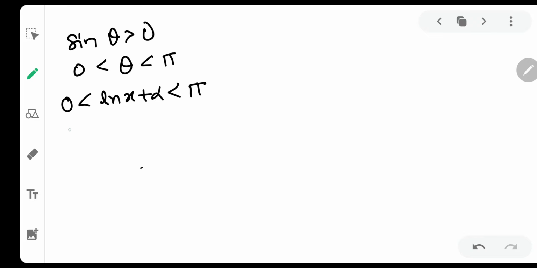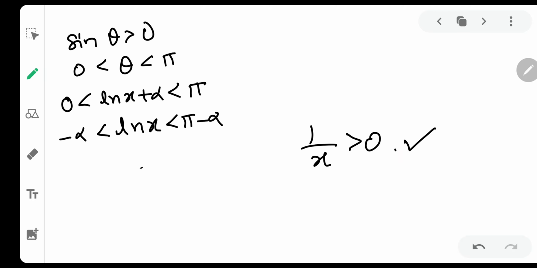So subtract alpha from all sides, you will get minus alpha over here, ln x, and over here you will get pi minus alpha. Okay, so ln x is an increasing function because the derivative of ln x will be 1 by x, and the domain of ln x tells us that x is greater than 0. So 1 by x is always greater than 0. That's why it is an increasing function. Or else, if you have watched my play with graph series, you will definitely understand why ln x is increasing.